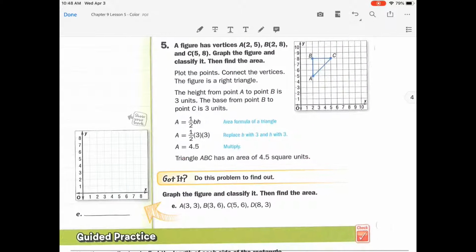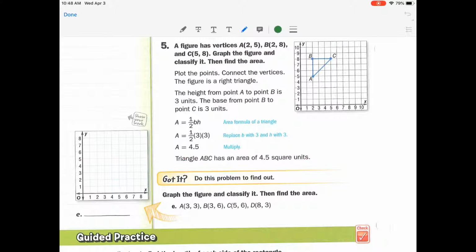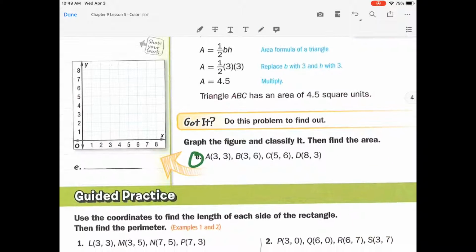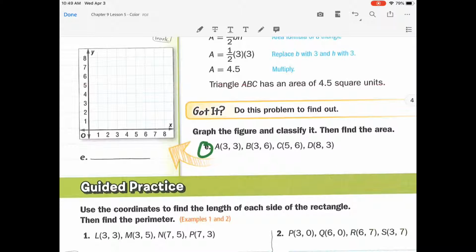Okay, we're going to actually just jump right into this example right down below as we take a look at E together. All right, so when we're looking at E, what we're going to do is first graph the figure. Okay, and then we are going to classify it, meaning is it a trapezoid, is it a triangle, is it a rhombus, is it a parallelogram? Okay, so we're going to just classify it, and then we are going to find the area.